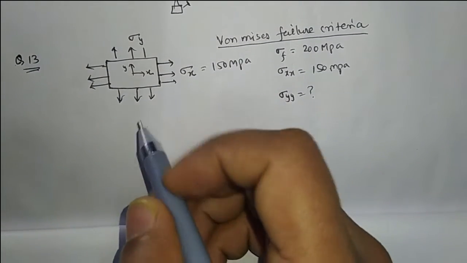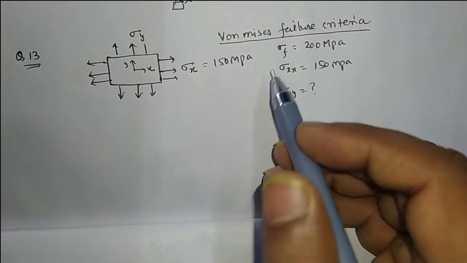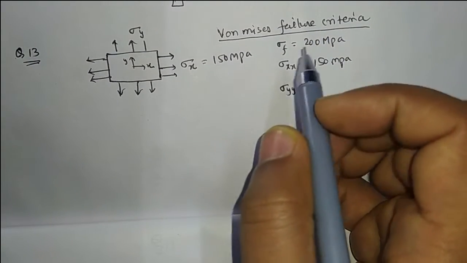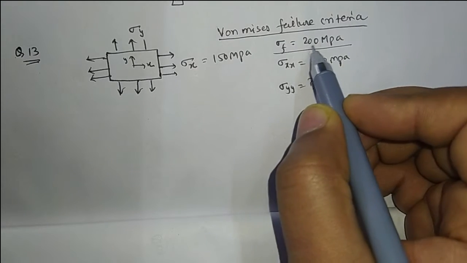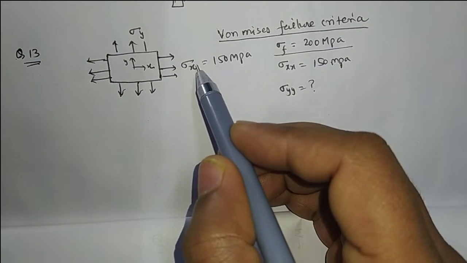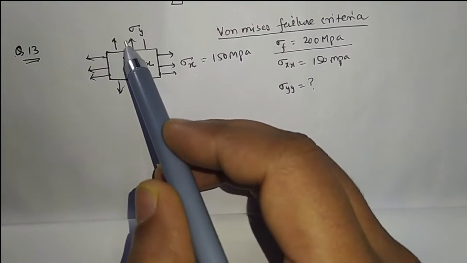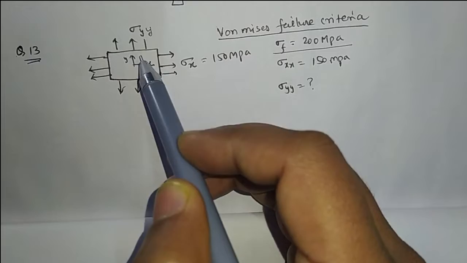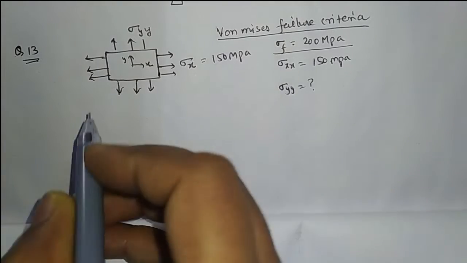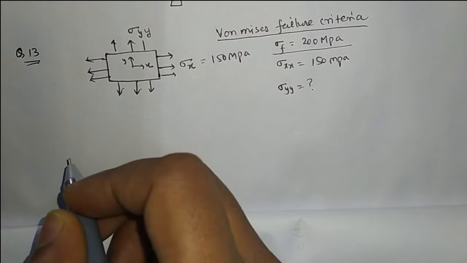Question number 13. A thin rectangular plate made of isotropic material satisfies the von Mises failure criterion. The failure stress, or yield stress, is 200 megapascal, and the plate is subjected to 150 megapascal in the x direction. We have to find the value of sigma y, the stress in the y direction, to satisfy the von Mises failure criterion. This is a two-dimensional stress case and there is no shear stress acting on the plate.